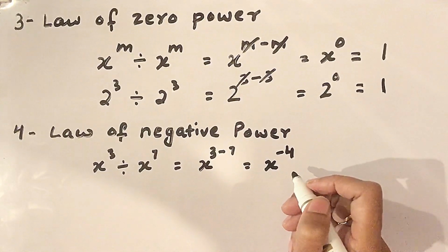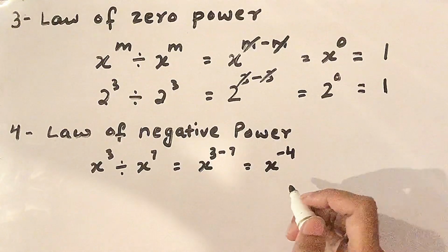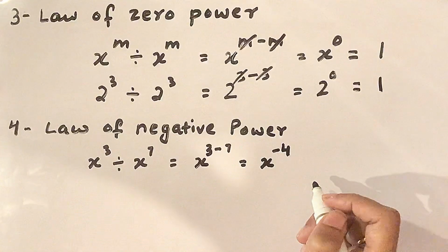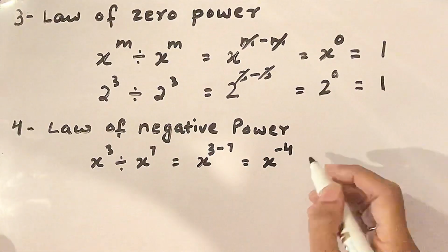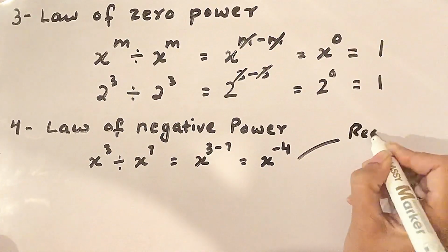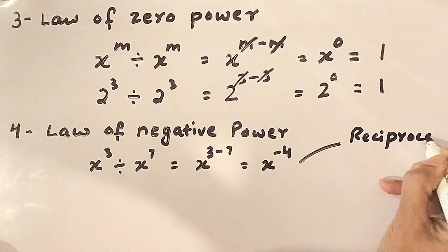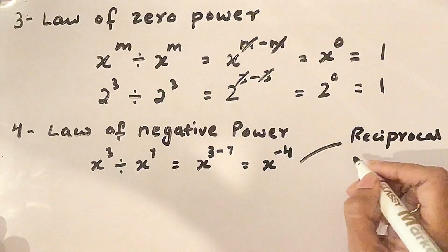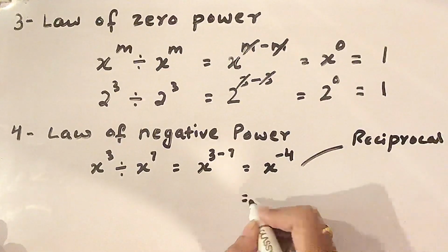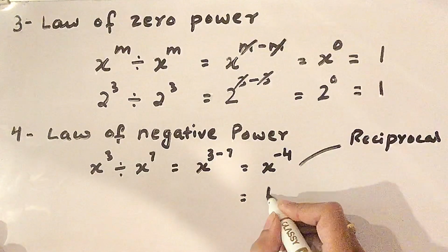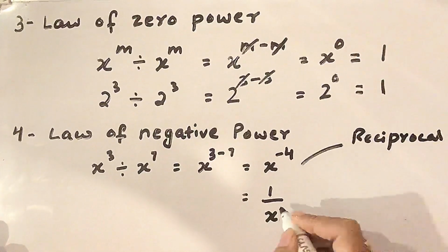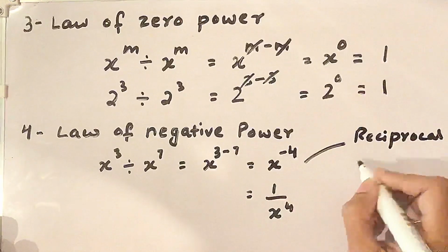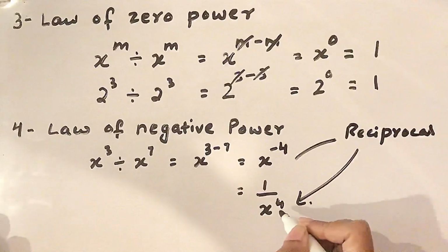So here when the base is raised to a negative power, we take the reciprocal. Keep the exponent with the base and remove the negative sign. Reciprocal means we get the reciprocal of this number. For example, we divide the number by x power 4 and remove the negative sign. So this is called reciprocal, upside down.